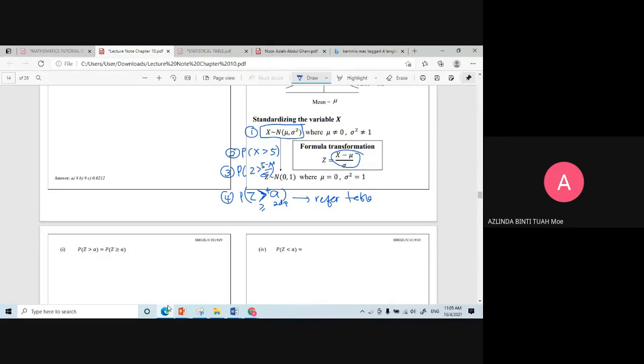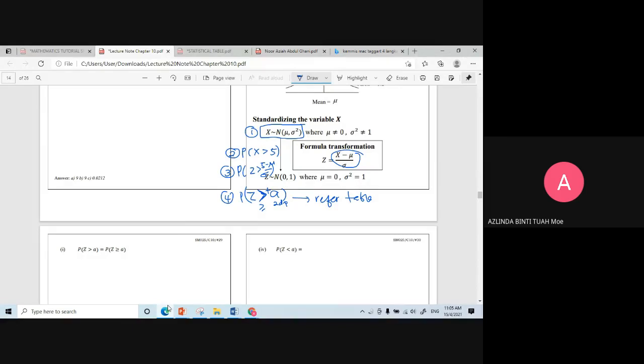Sekiranya perlu sahaja kita akan buat bell shape ni. Okay, bila perlu gunakan bell shape? When the symbol of the Z, the probability of Z, is not greater than, or the value of A is not positive, we have to draw the bell shape first in order to get the symbol in terms of Z greater than positive A, because this is the condition.